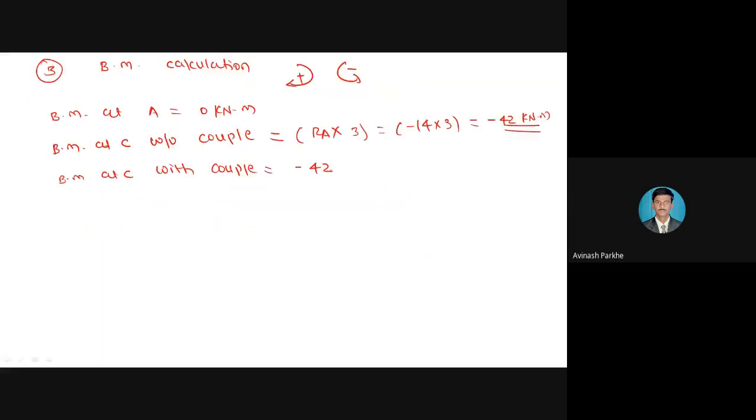Positive. Therefore, minus 42 plus 60. Don't multiply by distance. Yes, what will you do? 18. 18 kilonewton meter. Similarly, BM at D without couple.